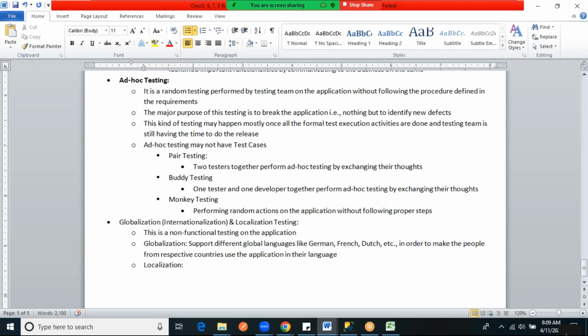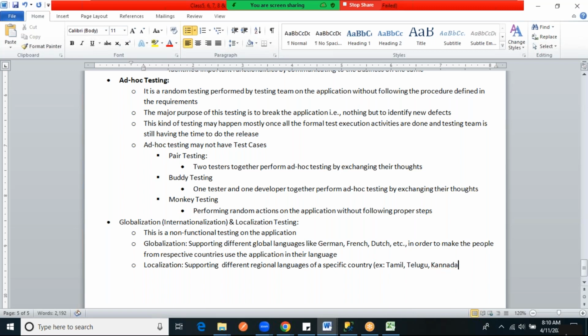This is also translation to a different language, but which languages? Regional languages of a specific country, supporting different regional languages of a specific country. Example: Tamil, Telugu, Kannada.